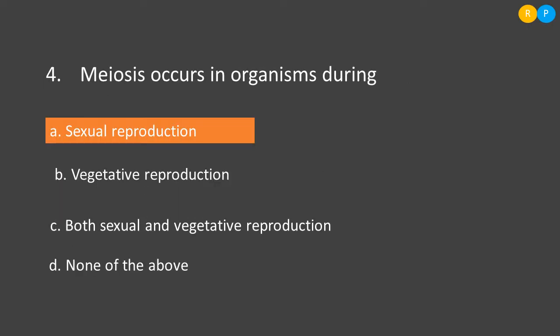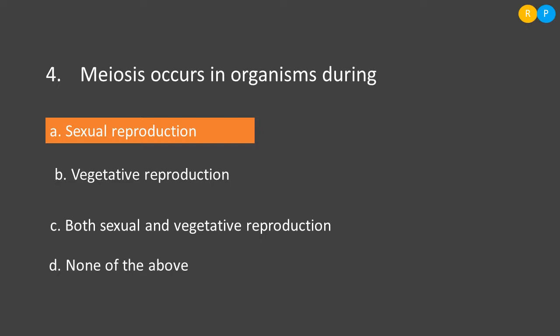Next, the fourth question: meiosis occurs in organisms during. Meiosis is a reductional division. We know its significance: it helps in gamete formation and it leads to variation. Let us look at the options. Option A, sexual reproduction. Sexual reproduction takes place with the help of meiosis, because the gametes are formed by meiotic division.